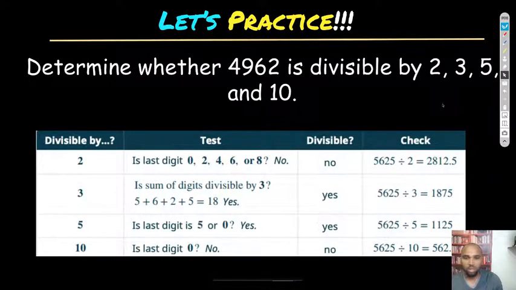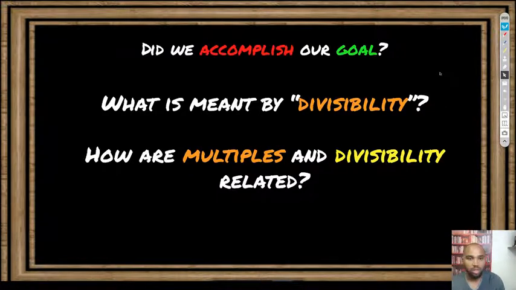This is what I just showed. And we're going to conclude by asking, did we answer our question? Did we accomplish our goal? Yes. What is it meant to talk about divisibility? That's asking if a number can be divided equally to get whole numbers once you divide those two.